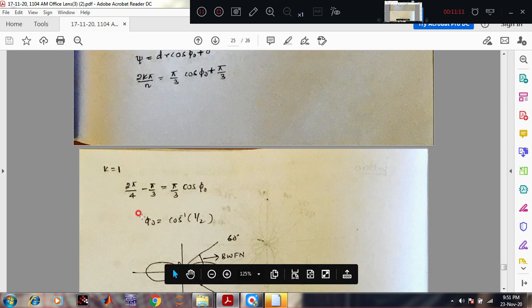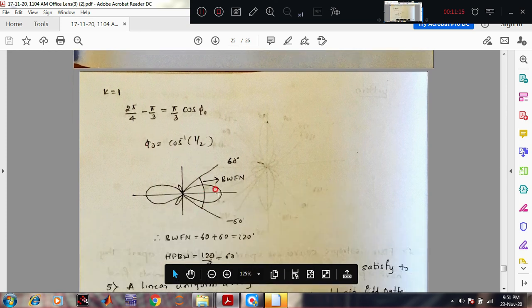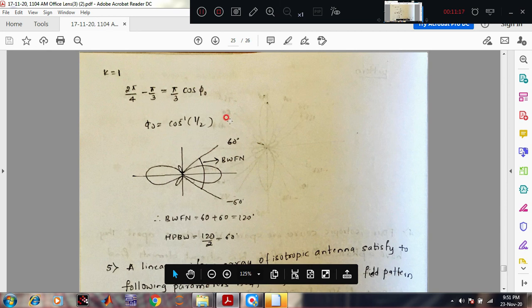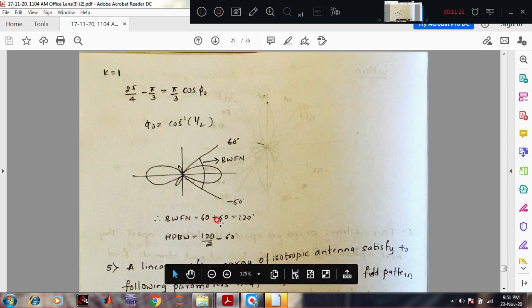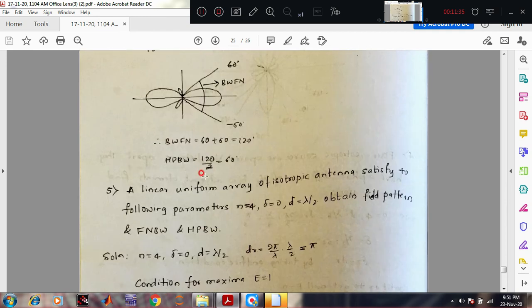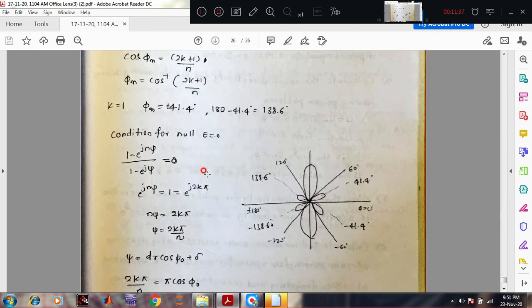So therefore we want the value of phi naught. Phi naught is equal to cos inverse of 1 by 2. So this is the angle, 60 degree, minus 60 degree. Therefore the beamwidth between first nulls, this 60 degree and this 60 degree, is a total of 120 degree. Half power beamwidth will be 120 by 2, that is 60 degree, exactly at 60 degree. So it is a half power point. So 120 degree will be what? Beamwidth between the first nulls, right?